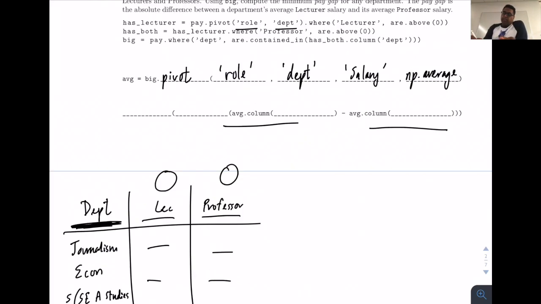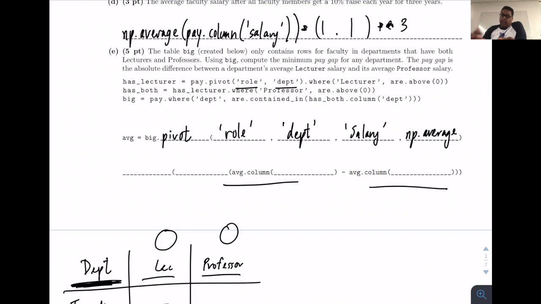And now we want the minimum pay gap for any department. Well, of course, if we want the minimum of something, our first term will be min. And now the pay gap is defined as the absolute difference between a department's average lecturer salary and professor salary. We'd assume that a professor's salary is greater than a lecturer's salary, but there's no need to assume anything here because we're taking the absolute difference. So that would imply that we would use np.abs here.